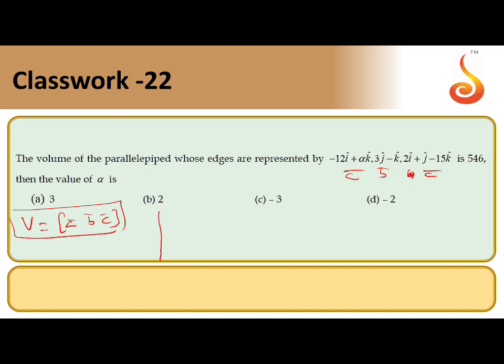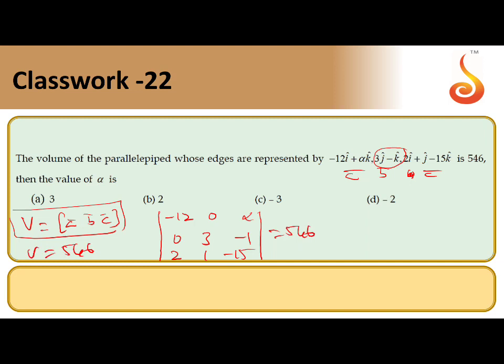So here the determinant equals what? Minus 12. There is no J, so 0. The K component is alpha. Next, the B vector: there is no I, so that means 0, 3, minus 1. Next, the C vector components 2, 1, minus 15. That value equals 546. Here V is given as 546.